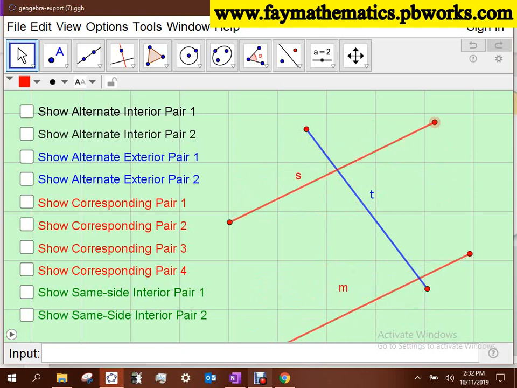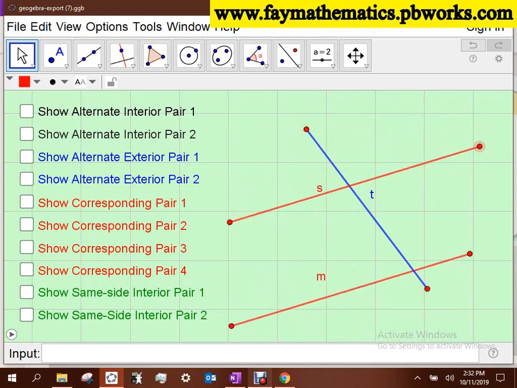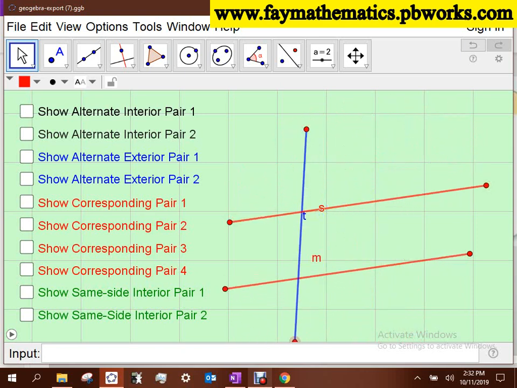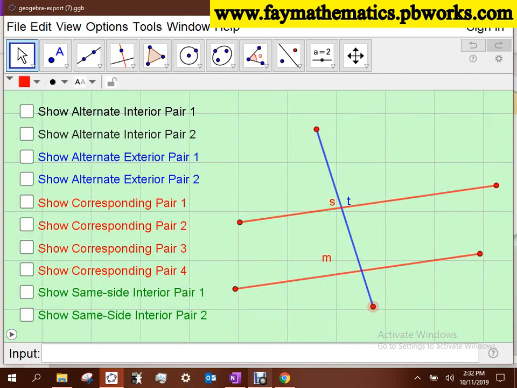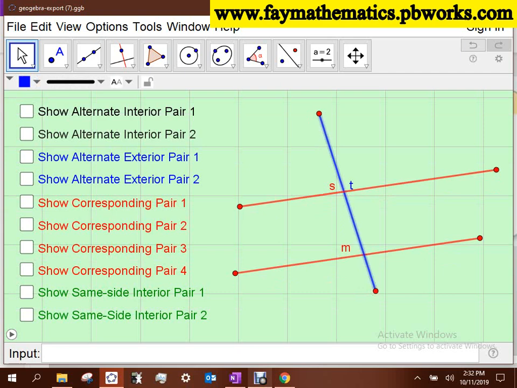Now, obviously, this is only going to work if they are intersecting this transversal. And you can move that transversal to anywhere you want. I've got this line S, this line M, and my transversal T. And you can actually grab T and move it around as well.